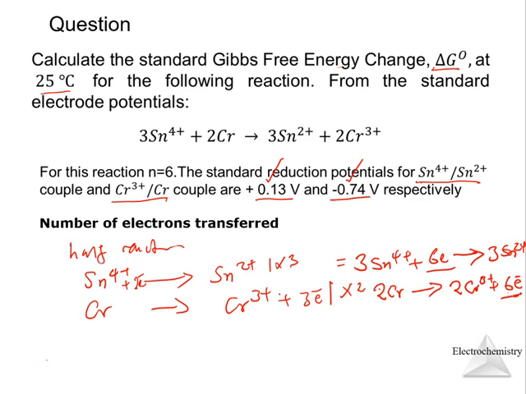So the number of electrons are balanced. There's 6 here, there's 6. So what it means is that n is equal to 6. This is what you get here. n is equal to 6 for that reaction.